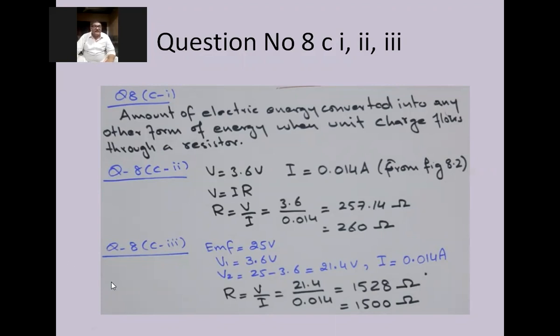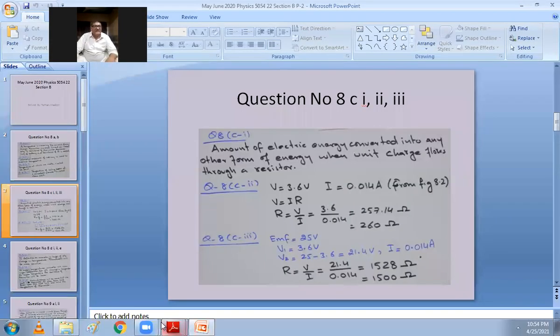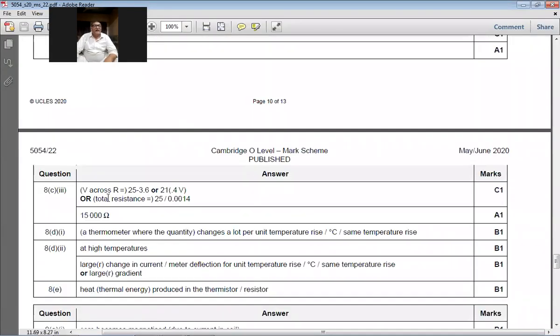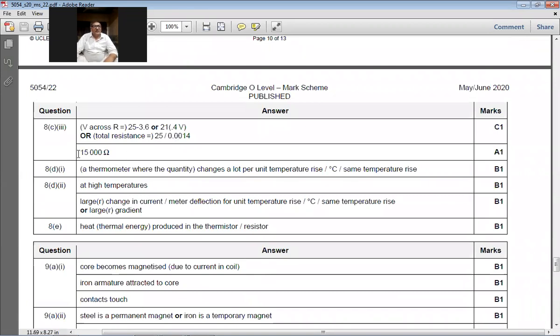If you check the marking scheme, there is a mistake in it, so don't be bothered about it. In the marking scheme, he wrote by mistake 15,000 ohm. This is not 15,000 ohm. It's only 1,500 ohm. Here he made a mistake. He wrote 0.0014, but this reading is not 0.0014. This reading is 0.014.